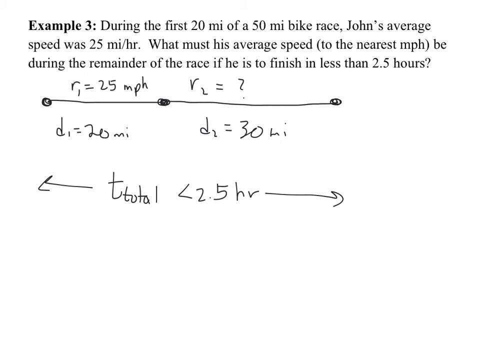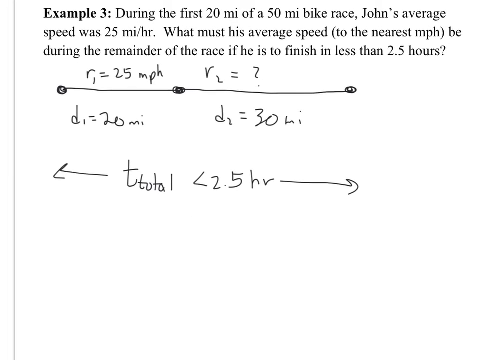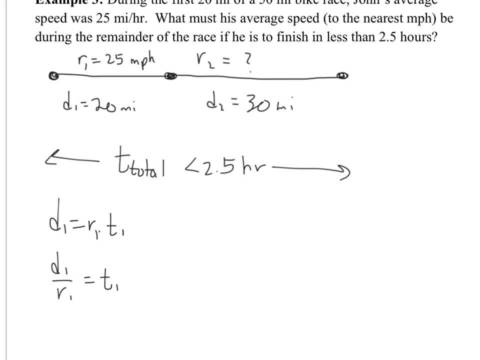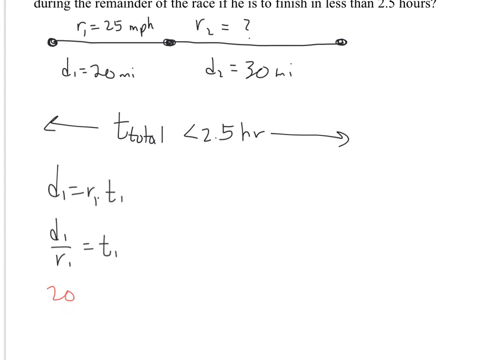Let me go over how to do this, depending on where you're at, and see if what you did is the same. A lot of you did the first part right, and I gave that hint to find the time it takes in the beginning. I would do this. For the first part of the trip, D1 over R1 is equal to my time. I want to know how much time the first part of the trip takes. I plug in 20 miles over 25 miles an hour, giving me a time in the first leg of the trip of 0.8 hours. Now, if that is true, it means that the second leg of the trip cannot be more than 1.7 hours.